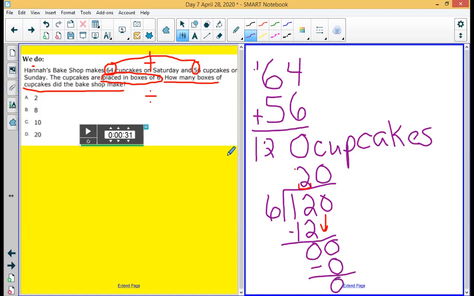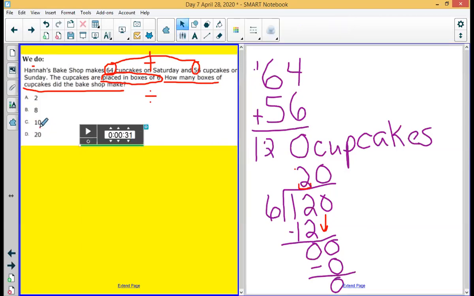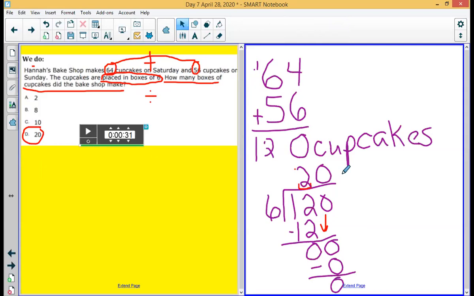So my answer would be 20. That's how many boxes. So they had 20 boxes of 6 cupcakes in each one. It says how many boxes of cupcakes did the bake shop make? They had 20 boxes. The 20 boxes would be your final answer. And I'll pause and let you catch up to where I am.